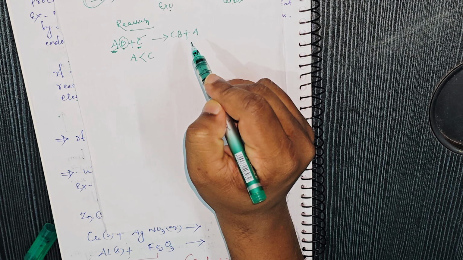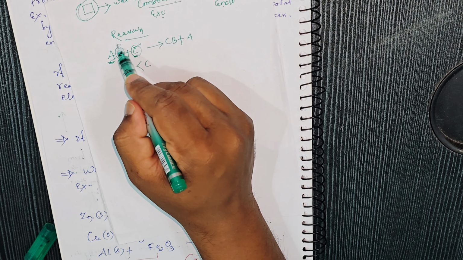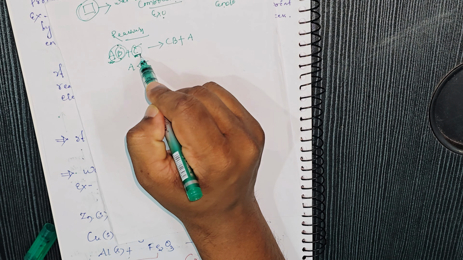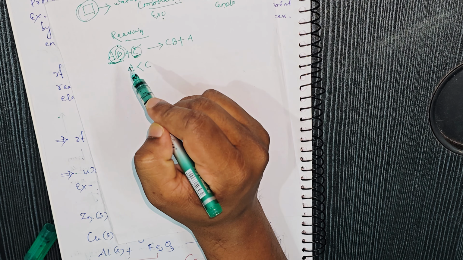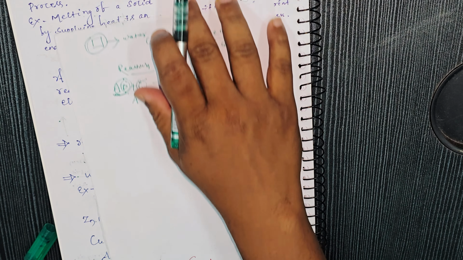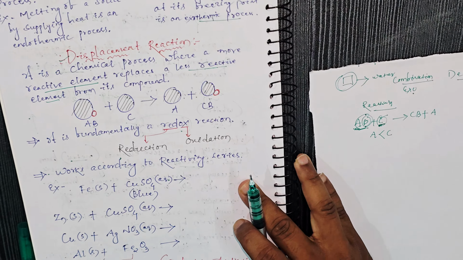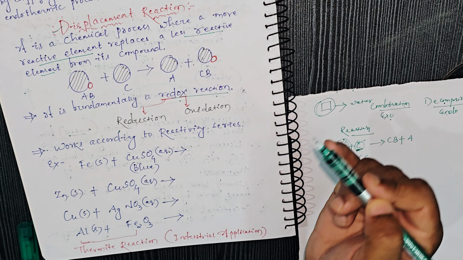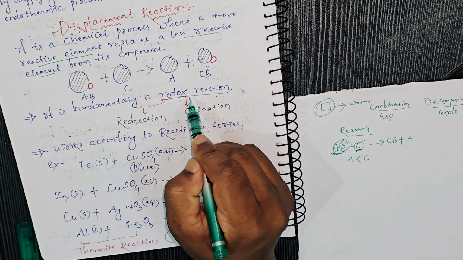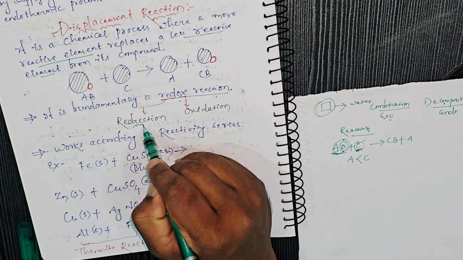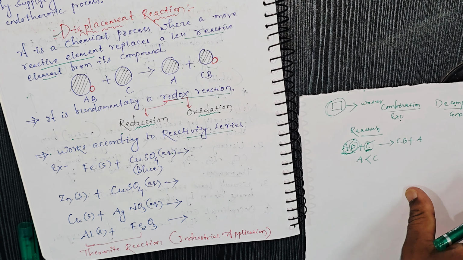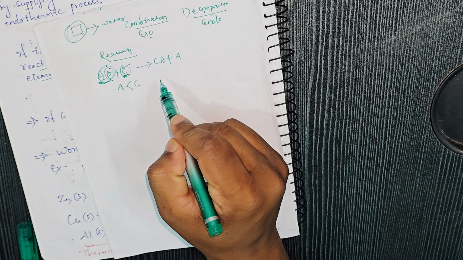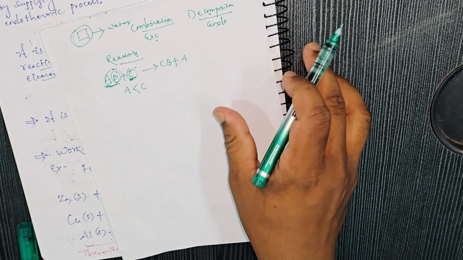So in this reaction, you are going to see one is single and one is double. That means one is in element form, another one is in compound form. When this reaction occurs, it is said to be a single displacement reaction. I hope this is clear. This is called a single displacement reaction, and it is fundamentally a redox reaction. Remember, we are going to study the redox reaction soon after. Redox means reduction and oxidation. It works according to the reactivity series as I already mentioned, so for this kind of reaction you have to remember the reactivity series.